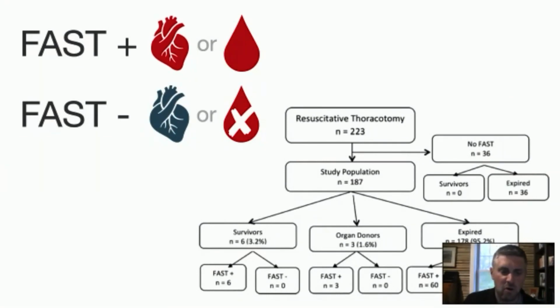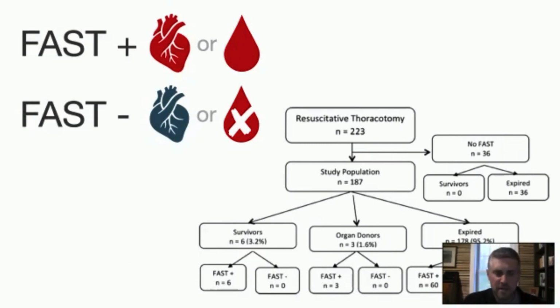So in their cohort, they said 223 patients had a resuscitative thoracotomy, right? And they basically identified all the patients who had a previous FAST. They threw out all the patients who didn't have a FAST, because that's not what we're studying, the FAST predicting resuscitative thoracotomy. So throw those out, right? So they have 187 patients who had a FAST and a resus thoracotomy.